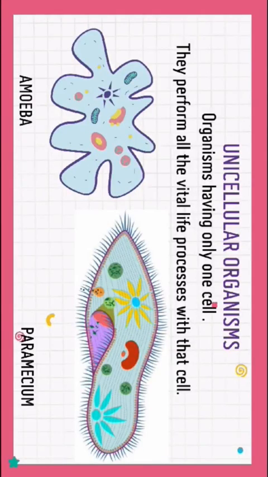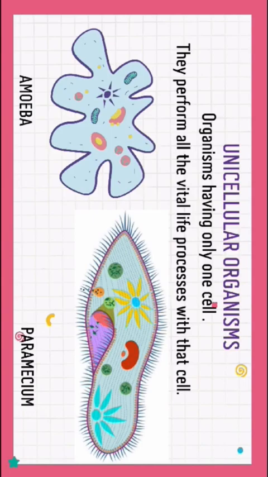The organisms which only have one cell are called unicellular organisms. These organisms perform all the vital life processes with that one cell. For example, amoeba and paramecium. They perform all the vital activities of their life processes through only a single cell. For example, they perform excretion, reproduction, digestion, circulation, everything only with that particular single cell.